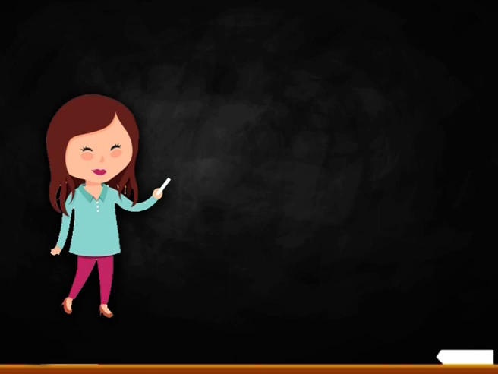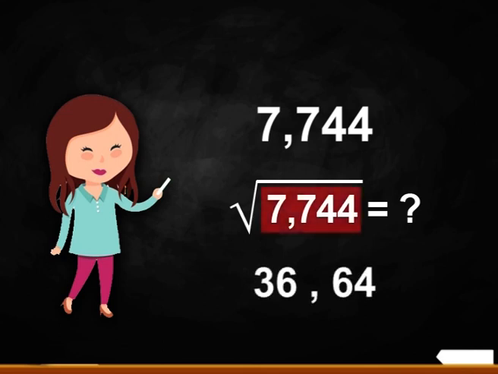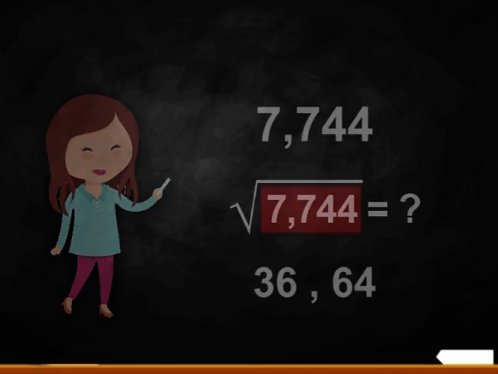I give you a number, 7744. Find the square root of this number. This number is large enough compared to 2-digit numbers and it is indeed difficult to find out the square root of these types of bigger numbers. Why not find out a simple method of finding the square root of a bigger number which is a perfect square?